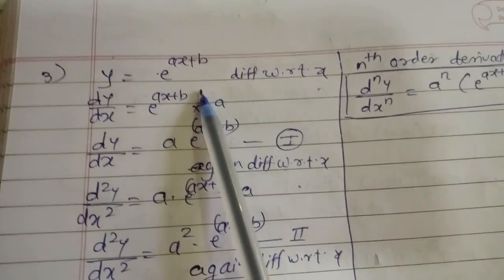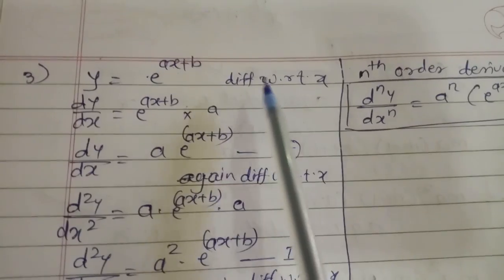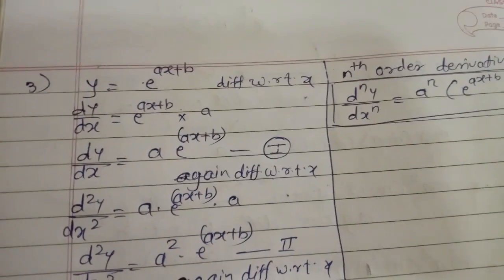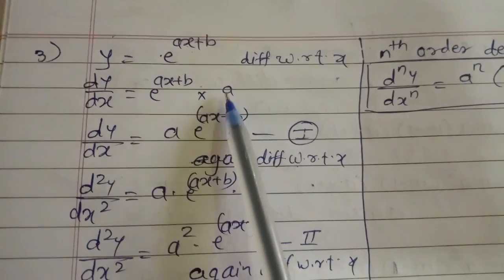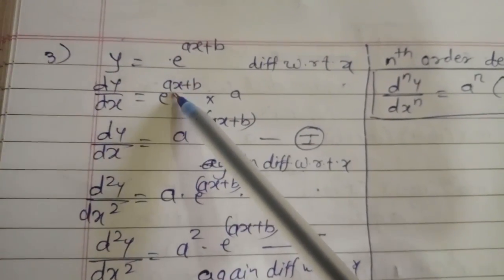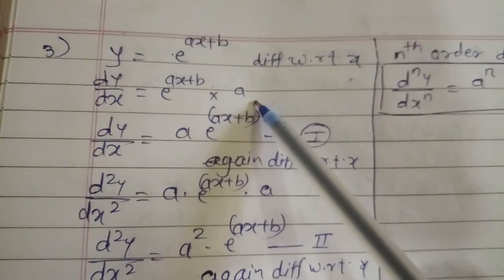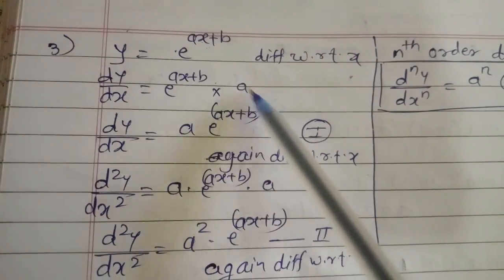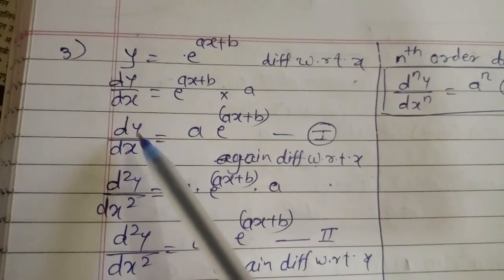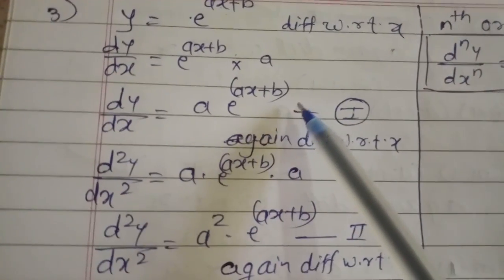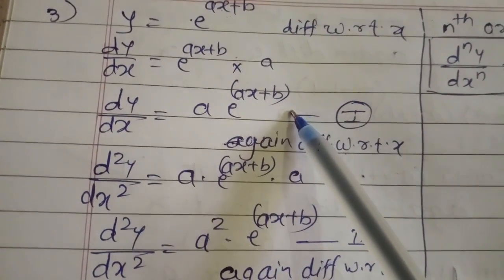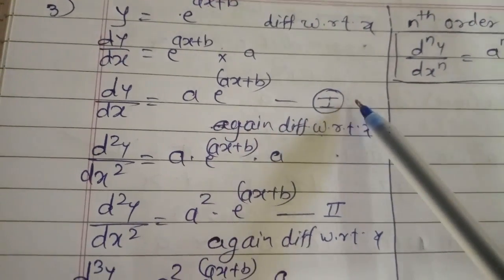So y is equals to e raised to ax plus b. So differentiating with respect to x, so we get here dy by dx is equals to e raised to ax plus b into the derivative of ax plus b, that is a. Just we arrange in a proper way. So dy by dx is equals to a into e raised to ax plus b. So this is my first order derivative equation. So I write here 1.